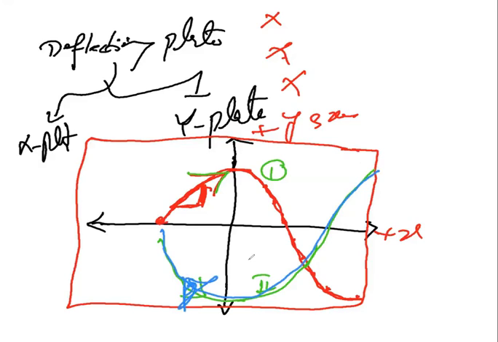So the electron will come like this. Yes. So you will get curve 1. It will go like this. But if you give negative charge to this, then you will get a curve like this. It will move toward the negative plate. Okay.